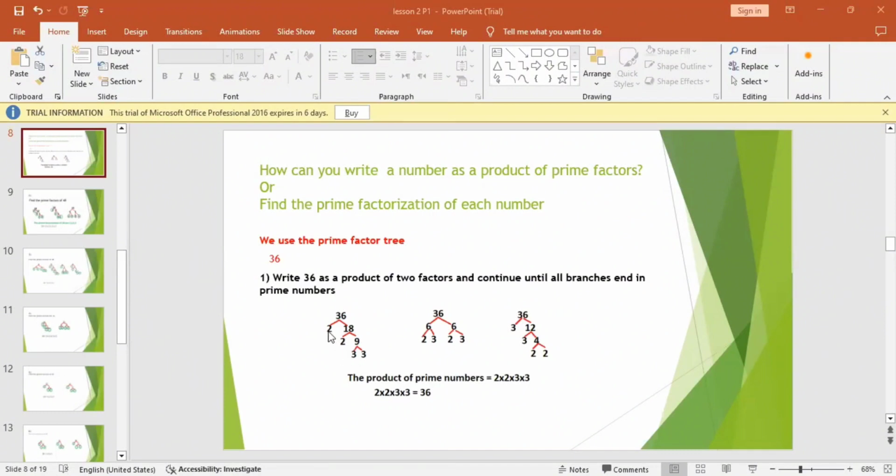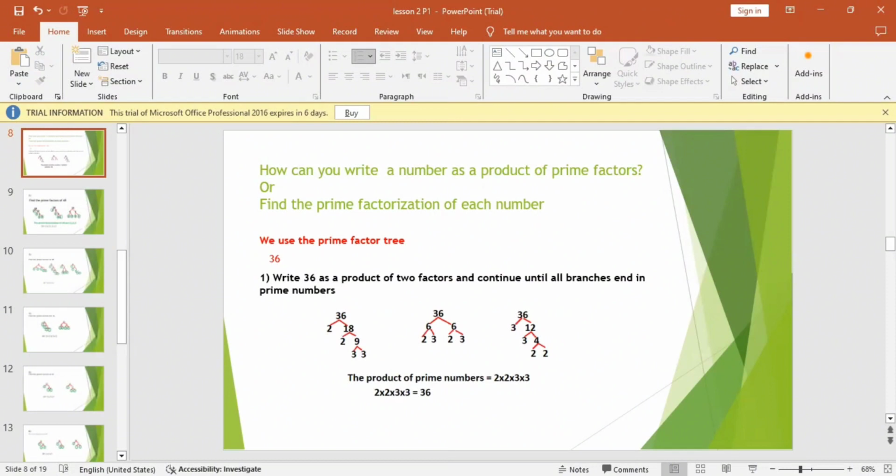Let's see another method. I can separate 36 to be 6 by 6. I can get 36 by multiplying 2 by 18 or 6 by 6. How can I get 6? By multiplying 2 by 3. 2 is a prime and 3 is a prime. Now I finish this side. Let's take the other branch. How can I get 6? By multiplying 2 by 3. Now I have the same answer: 3, 3, and 2, 2.